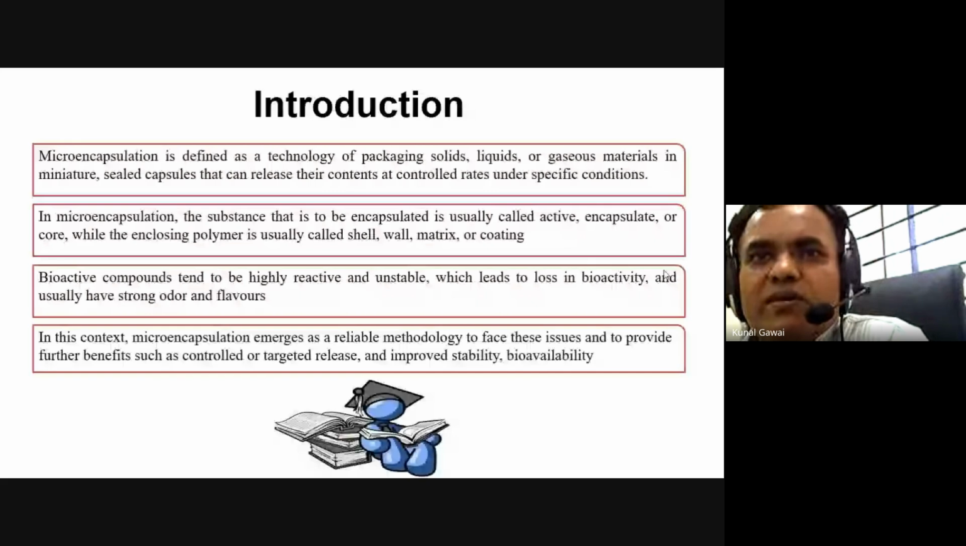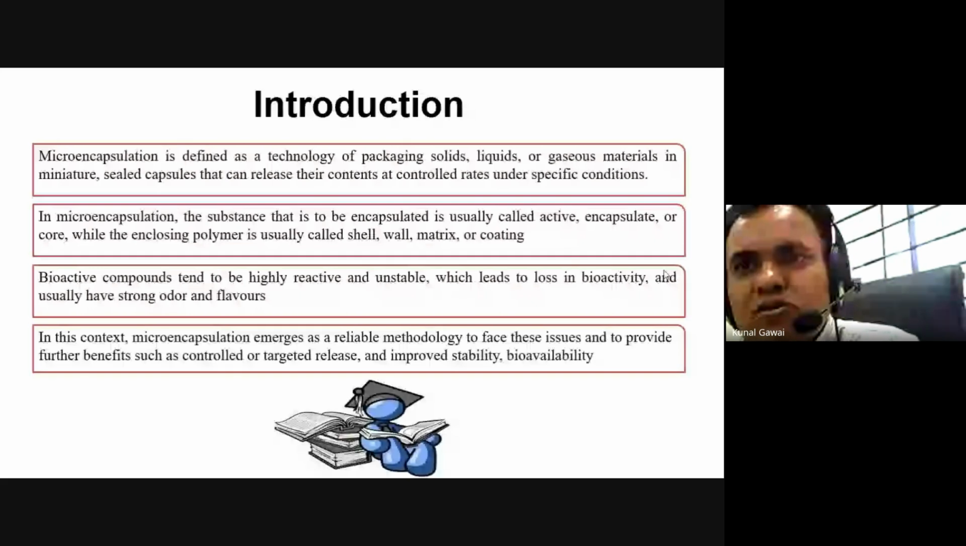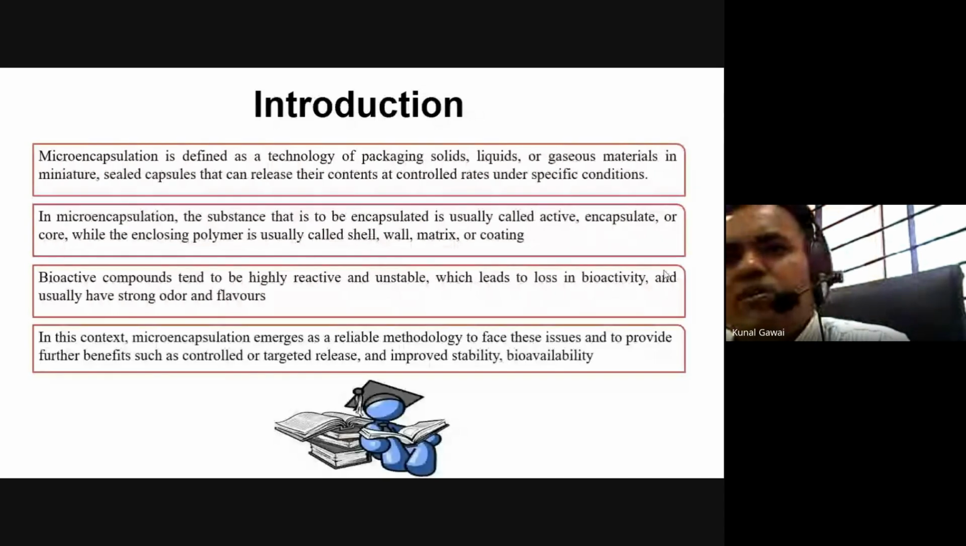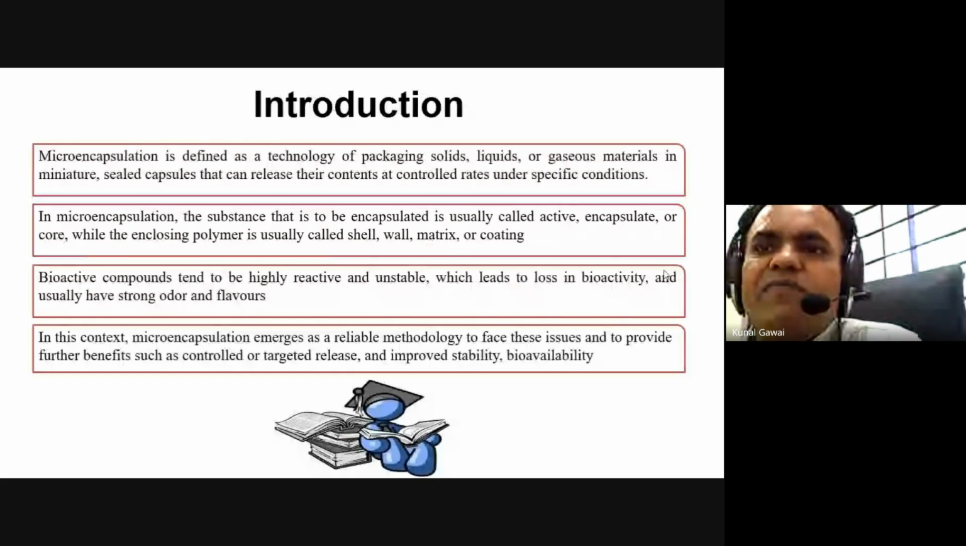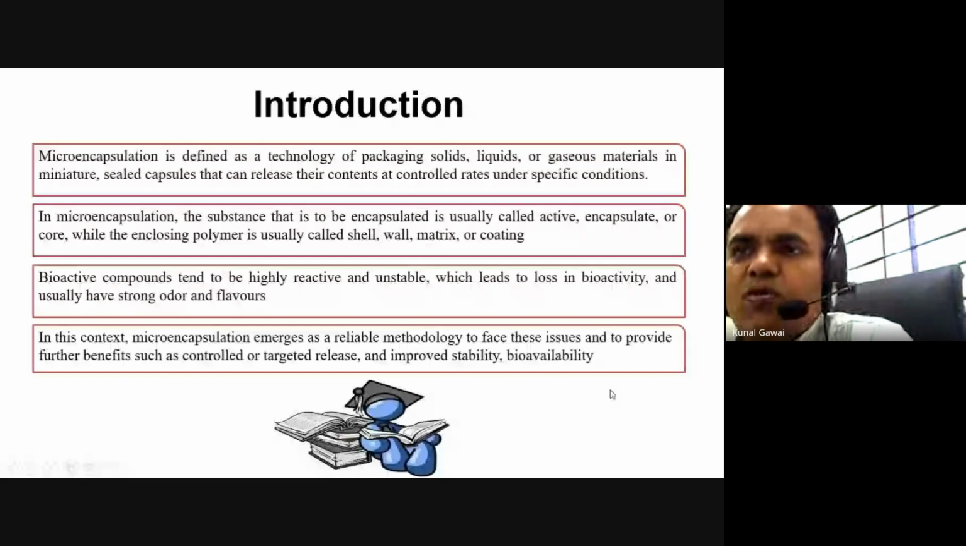So microencapsulation emerges as a reliable methodology to face such issues and to provide further benefits such as controlled or targeted release, improved stability and bioavailability. Here two or three words are more important, that is targeted release. When these substances need to be released, mostly they are going to be released in our gut. Until the product reaches our gut, they mostly remain intact, and while traveling through our gut they will get released, and then their effect will be on health, so that the consumer will get proper nutrition or the proper amount of that specific substance.